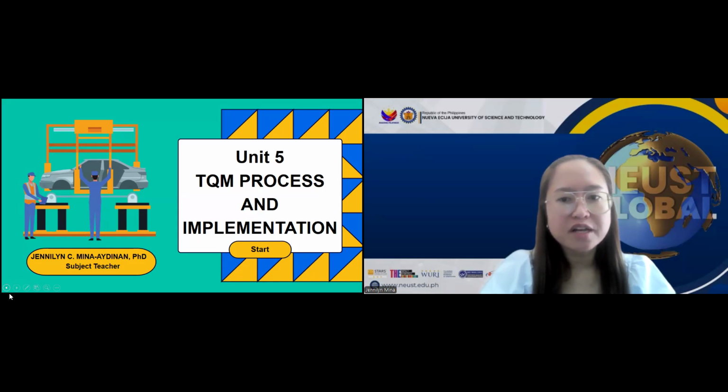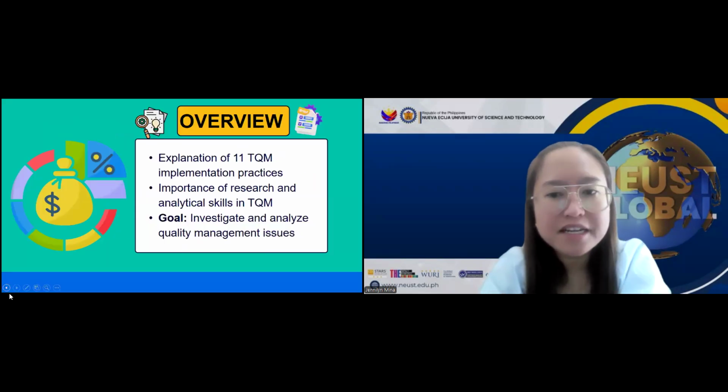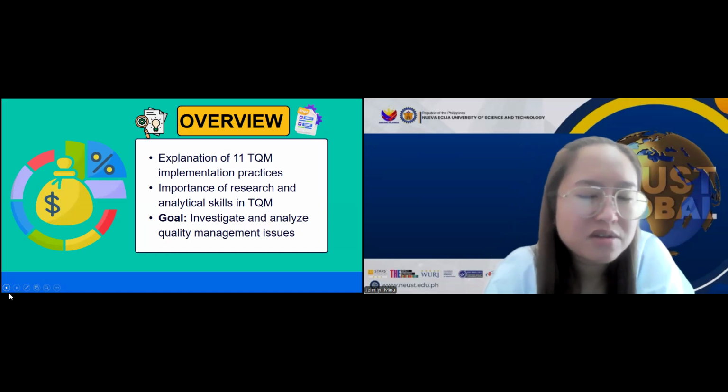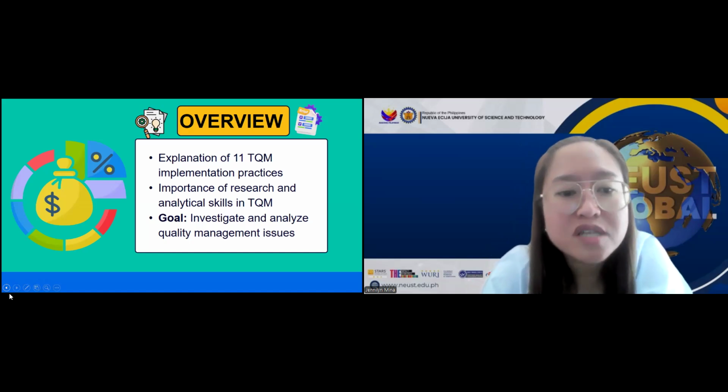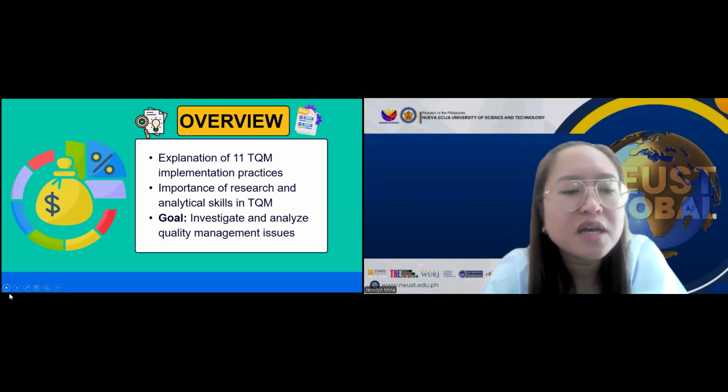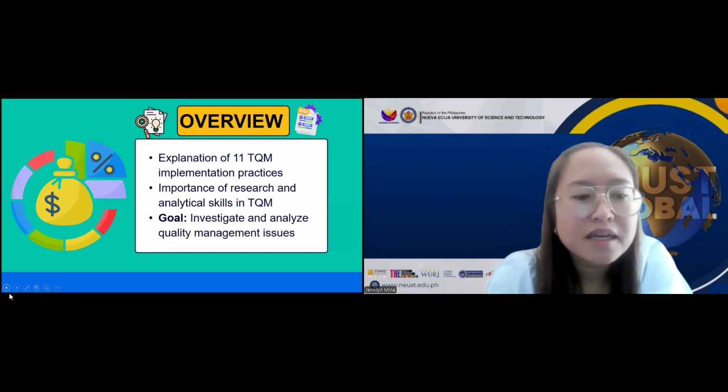Let us try to understand what the TQM process, or Total Quality Management Process and Implementation, is by giving you a simple explanation. Total quality management is considered a system that helps businesses improve their products, services, and processes by focusing on quality at every level. There are 11 key practices for implementing total quality management, involving steps like leadership commitment, customer focus, employee involvement, and continuous improvement.